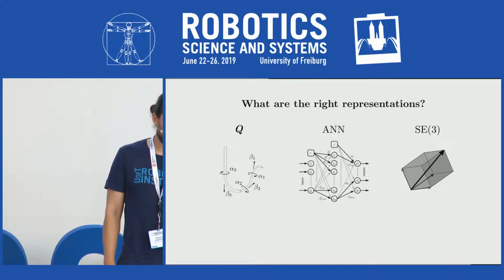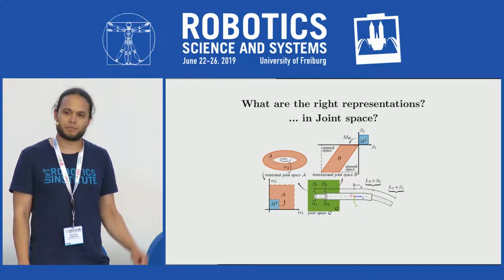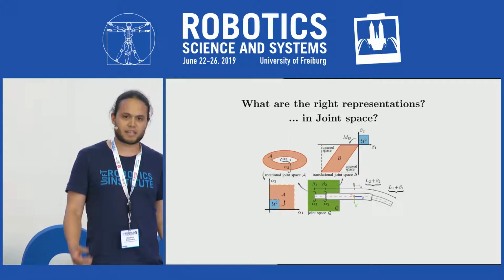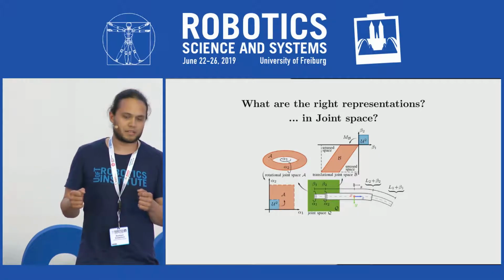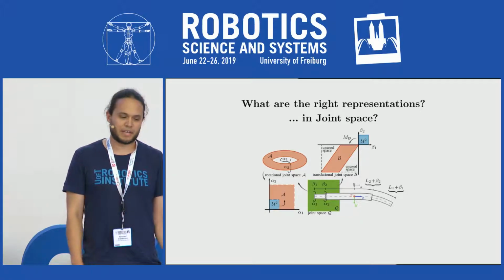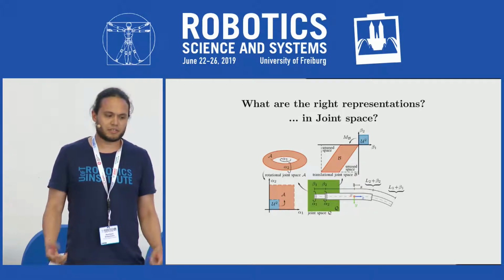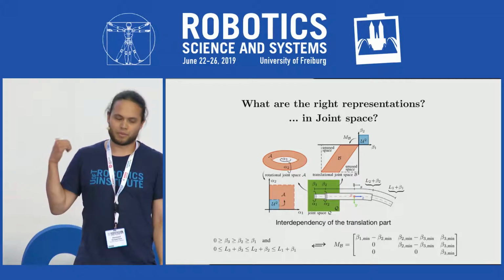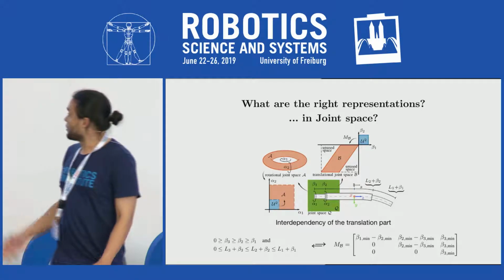So let me show you one toy example. In this toy example, we have 2 tubes. We already figured out in our previous work that the joint space can be divided into rotational joint space, which is here in our case a torus, and into translational joint space, here showing a parallelogram. The translational joint space has this form due to the interdependency of the translational part showing on the right side.